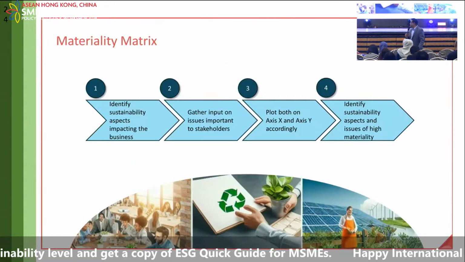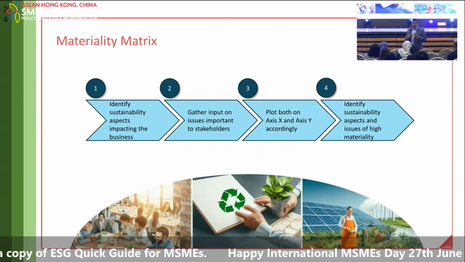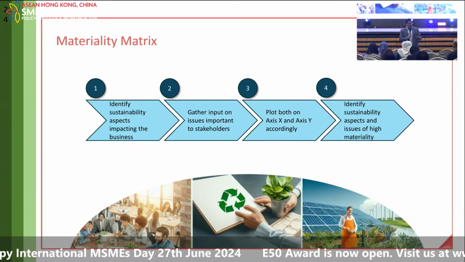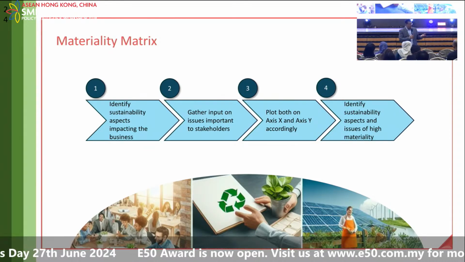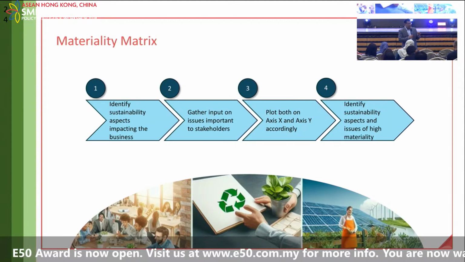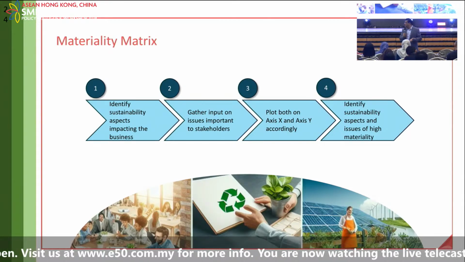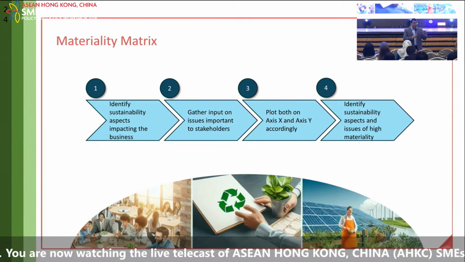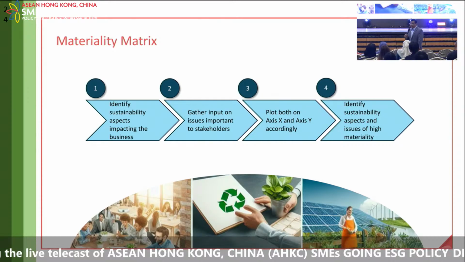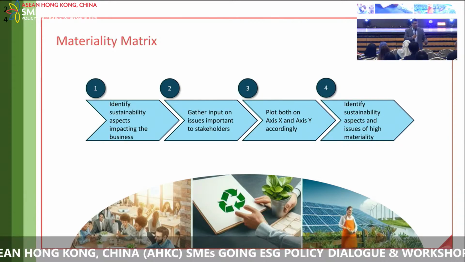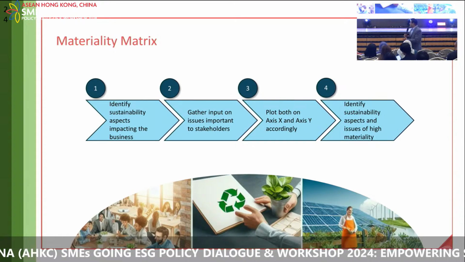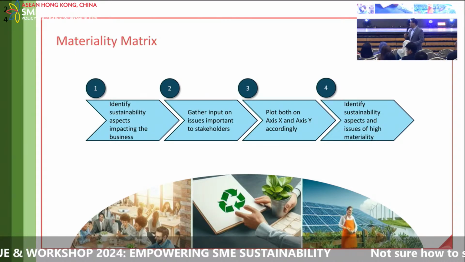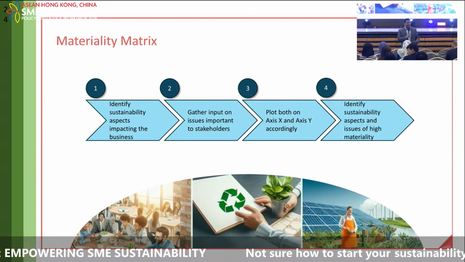Next, please. So basically, the steps again, like I said, is not something you do overnight. You identify the aspects that impact your business. You can use a framework, a simple framework, as a guide as to what issues could be relevant to your business. And then after that, you gather input from your stakeholders, which technically you have done earlier by way of your stakeholder engagement. And then, again, you plot, and this is not plotting for the downfall of something. It's actually plotting axis X and axis Y. And then you identify which sustainability aspects are of high materiality to your business.